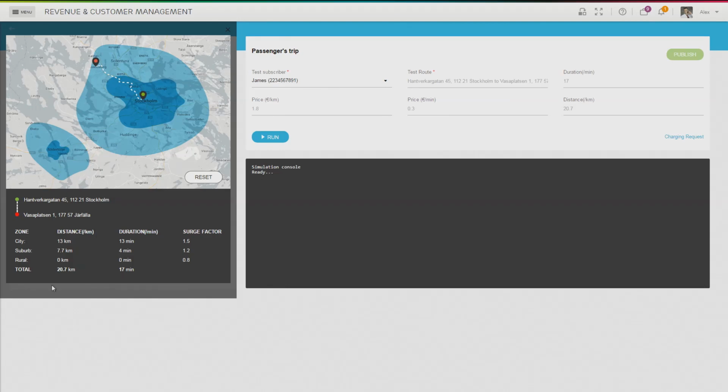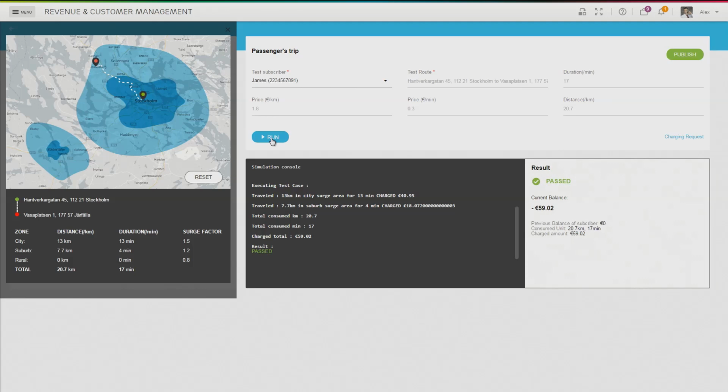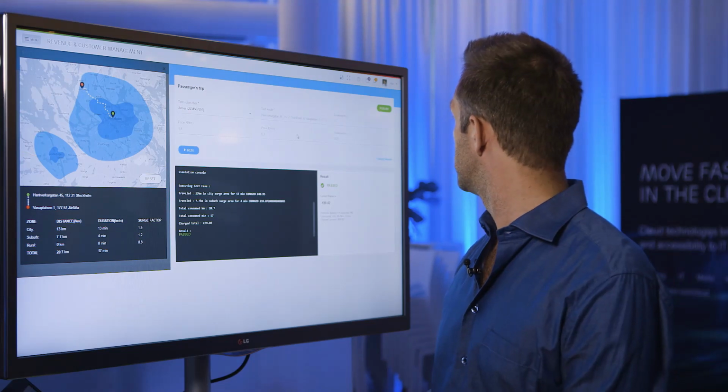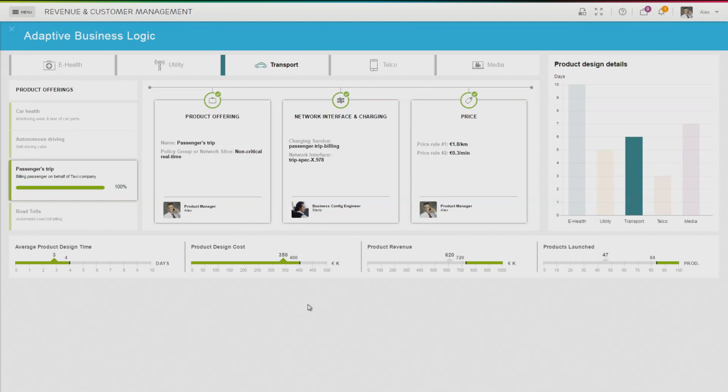We have the price and distance already calculated and configured. I'm running my test case and we'll see if we get the figures we want. Minus 52.02 euros. This is exactly what we expected, and Alex chooses to publish this. And that concludes the product offering.